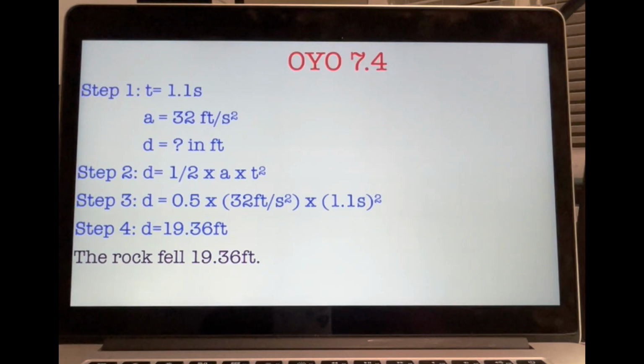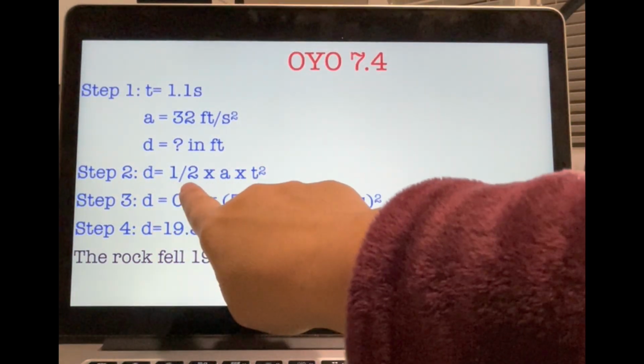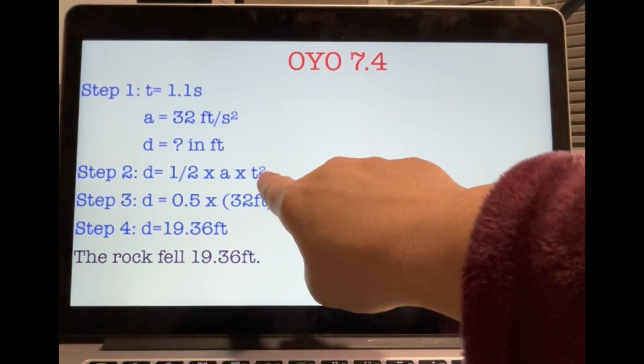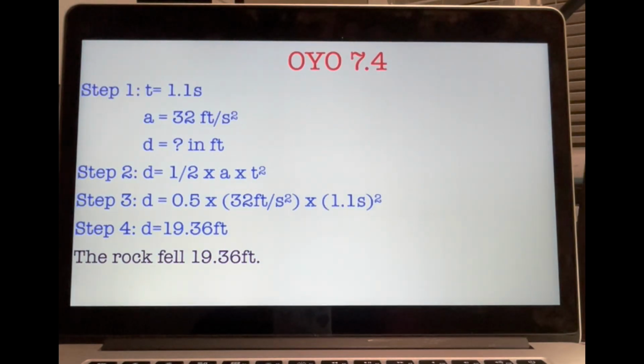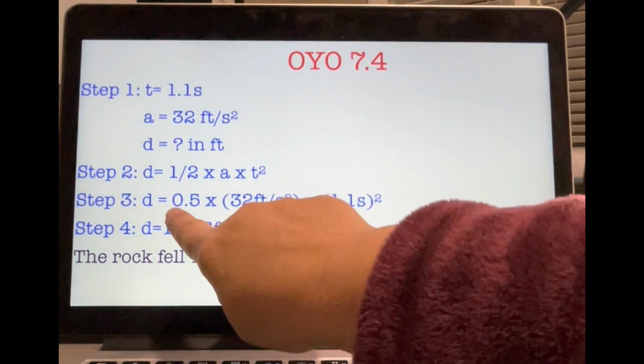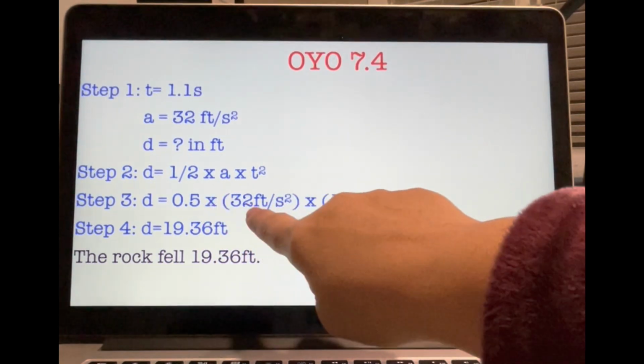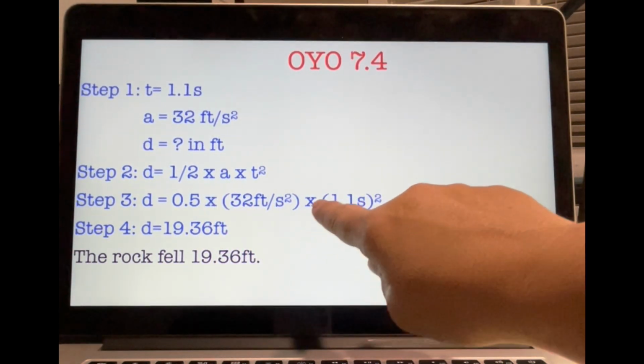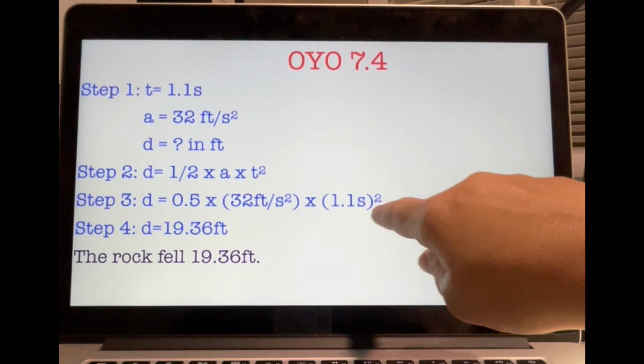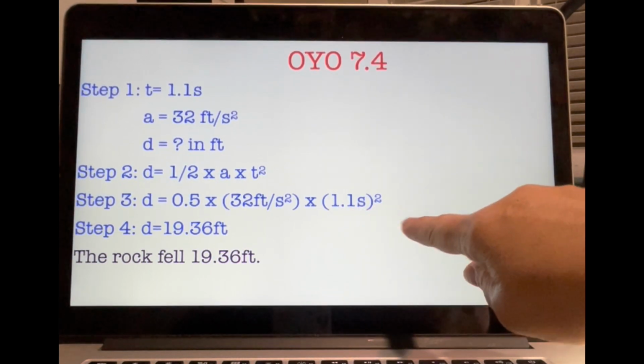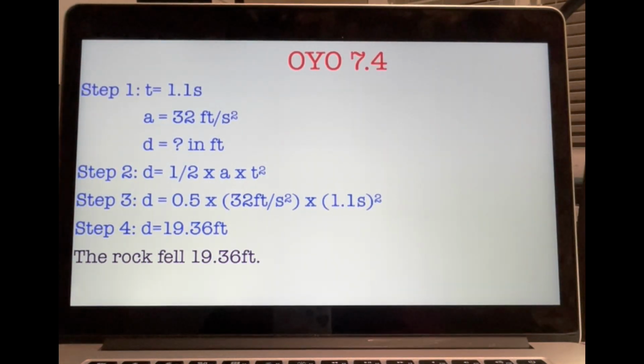All right, step 2. What equation are we going to use? Well, 7.1 gets us exactly what we need to know. The distance is half times the acceleration times time squared. All right, so let's go ahead and plug in our values. So we have half times 32 feet per second squared times 1.1 seconds squared, or 1.1 times 1.1. The answer is 19.36 feet. So the rock fell 19.36 feet.